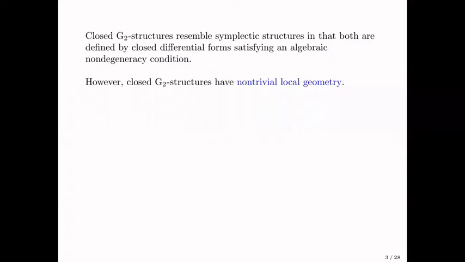Okay, but closed G2 structures are actually quite different from symplectic structures. For symplectic structures, there's no local geometry. All symplectic structures are locally equivalent. But that's not the case for closed G2 structures. Closed G2 structures have local geometry associated to them.